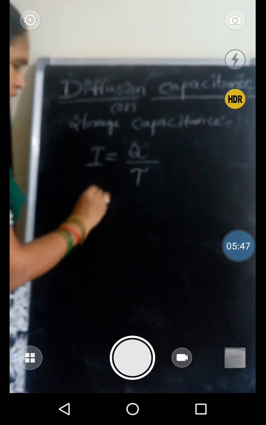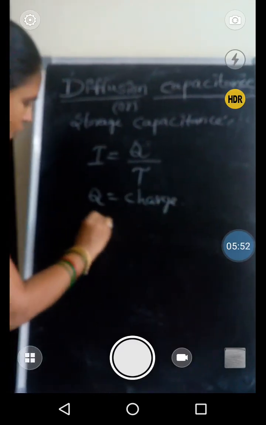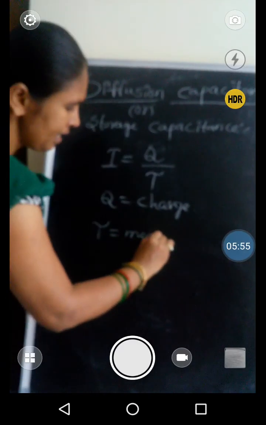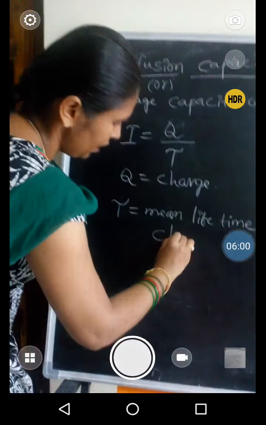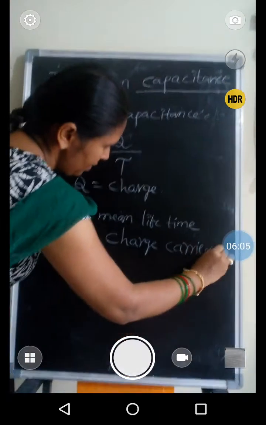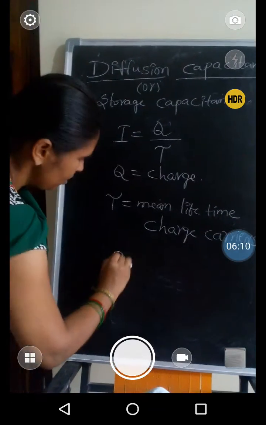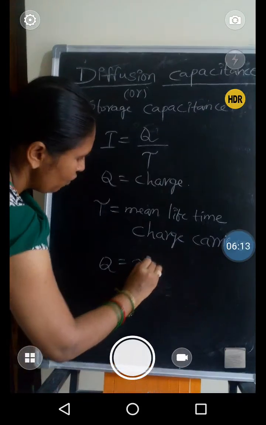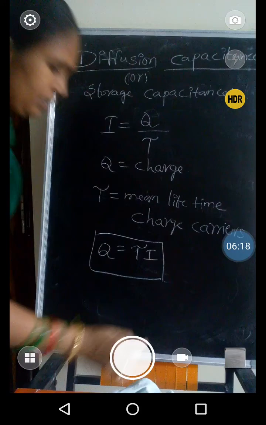We know the current formula I equals Q by tau. What is Q? It is the charge. What is tau? The mean lifetime of charge carriers. Next, we can calculate the charge: Q equals tau into I.